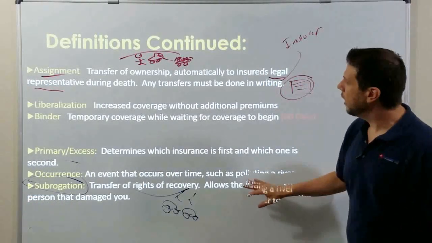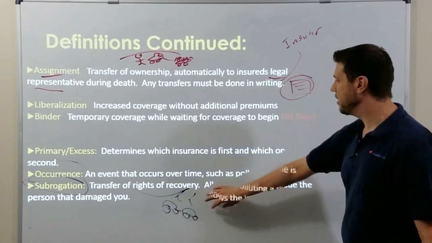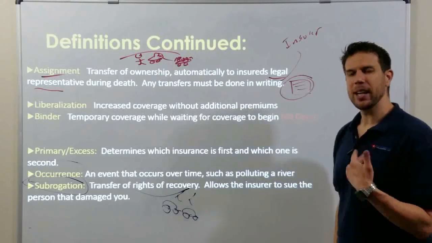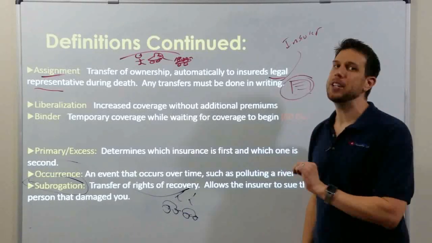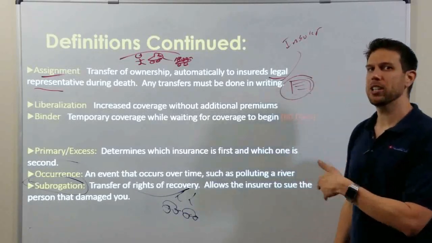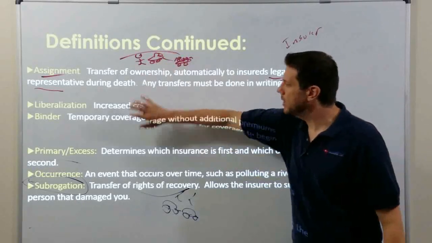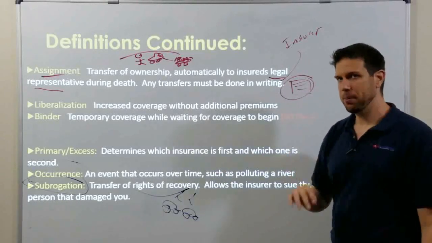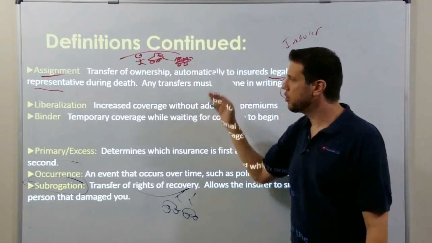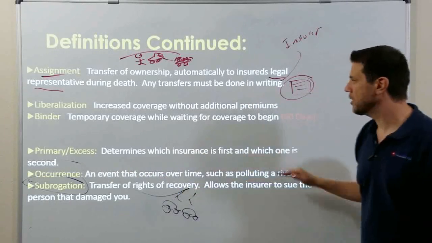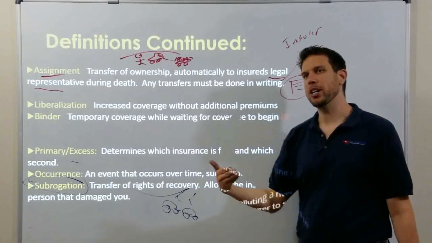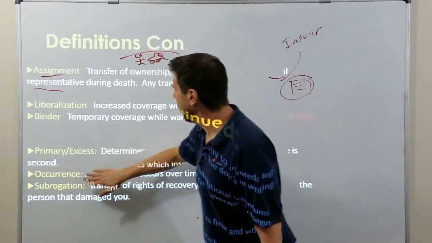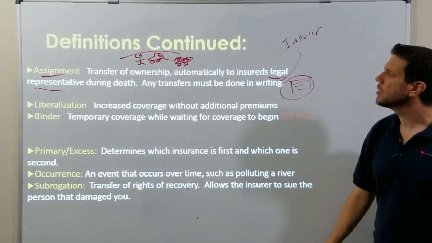So subrogation is the transfer of rights of recovery. It means to sue. Assignment is the transfer of ownership. And then if you remember, the definition of insurance is the transfer of risk. So these will be on your test. Many people get the transfers mixed up. Assignment is the transfer of ownership. Subrogation is the transfer of rights of recovery. And insurance is the transfer of risk. We already talked about an occurrence. We already talked about primary and excess.